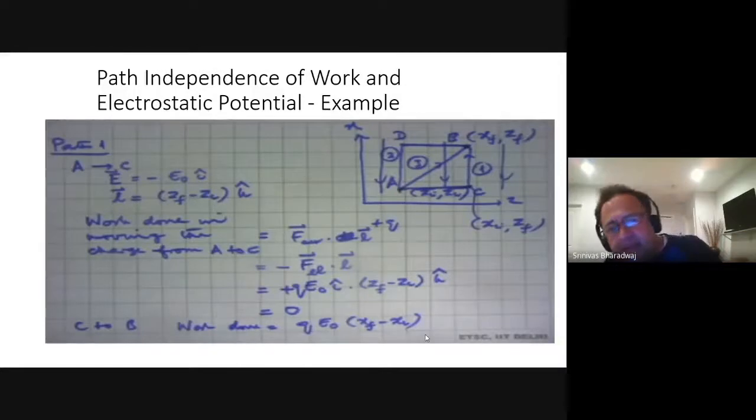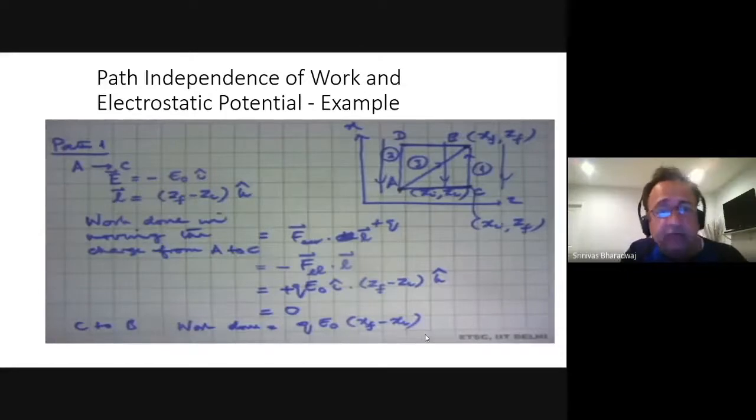In addition, to go from A one full circle and come back to A, the amount of work you will do is zero. You go one full circle, sometimes you are doing the work, sometimes work is being done on you. So the work done in an electrostatic field is zero if you come back to the same point. That is how it works.